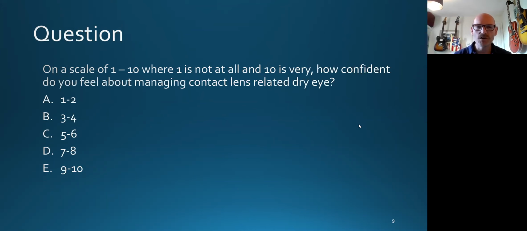On a scale of 1 to 10, where 1 is not at all and 10 is very, how confident do you feel about managing contact lens related dry eye? So 1 to 2, a contact lens related dry eye patient walks into the test room and you're going to run a mile. 3 to 4, maybe you're just learning or you've got some basic knowledge. 5 to 6, you're pretty solid, you can handle most things. 7 to 8, you're extremely confident. And 9 to 10, you're the person that wrote the book on it. So let us know how you feel about managing contact lens related dry eye.